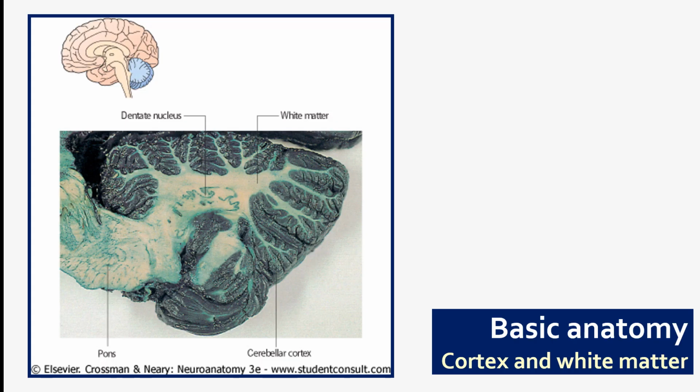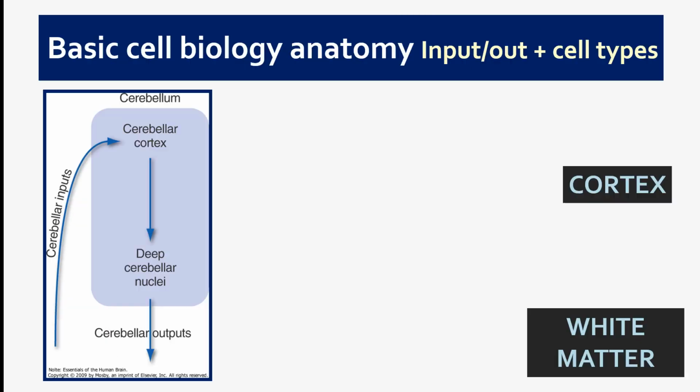The basic arrangement of the cerebellum is as a little brain. It has a cortex, as you can see here, surrounding white matter, with some deep cerebellar nuclei in the white matter. The dentate nucleus is just one of those. The way that the cerebellum is arranged gives us a clue as to its function. Here is the basic arrangement of the cell biology of the cerebellum. We're not going to go into this in any great detail, but I think it's useful to explain a little bit about how this works.